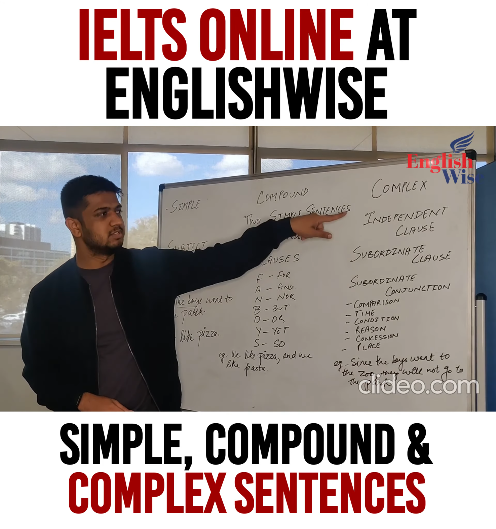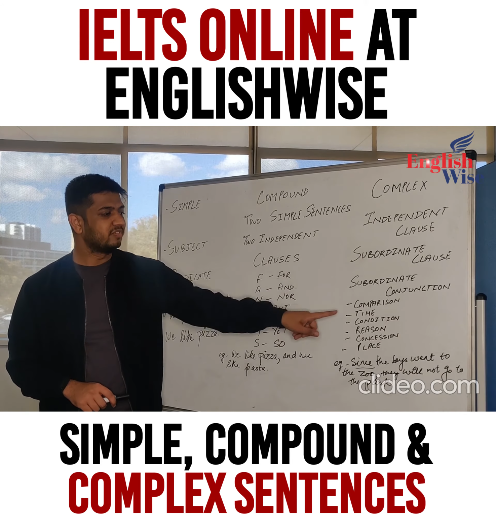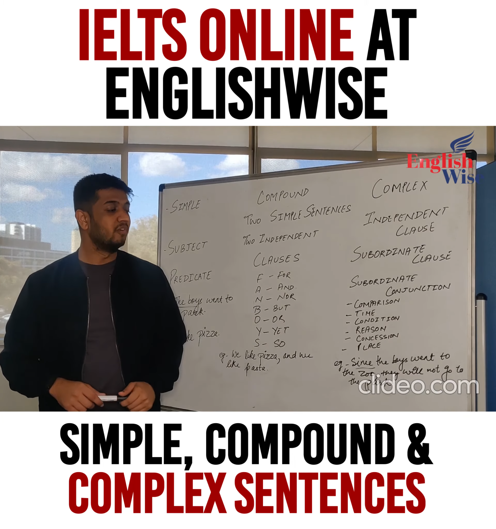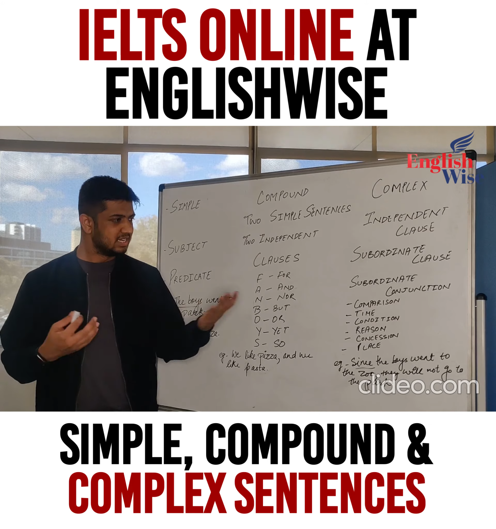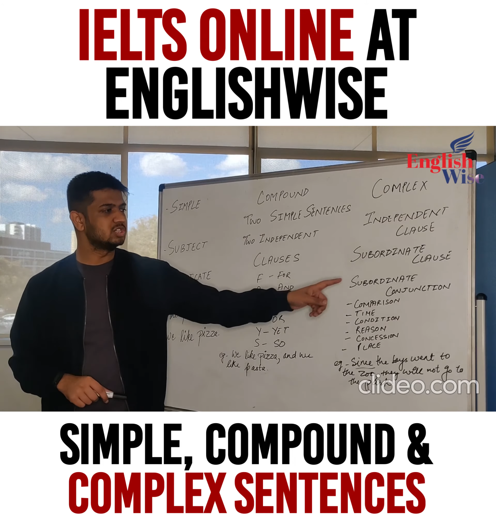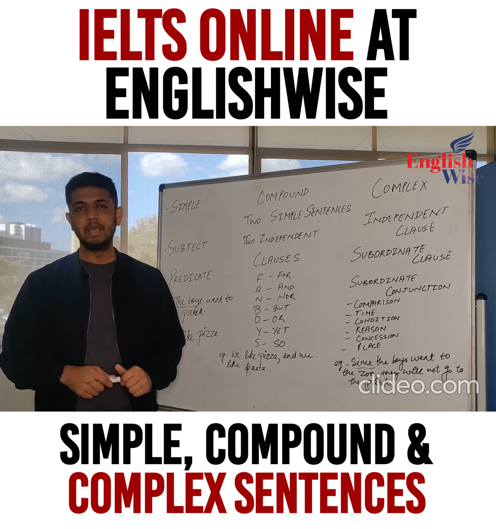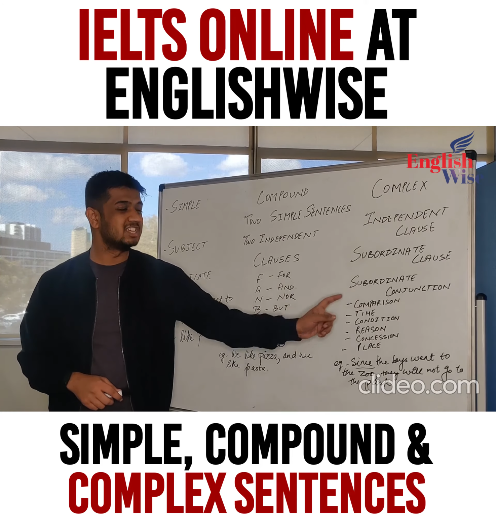So looking at complex sentences and how to make them, they come to you in different categories. So you can make complex sentences using conjunctions of comparison, of time, of condition, of reason, of concession, and of place. Some examples of subordinate conjunctions for comparison are rather than or as much as.